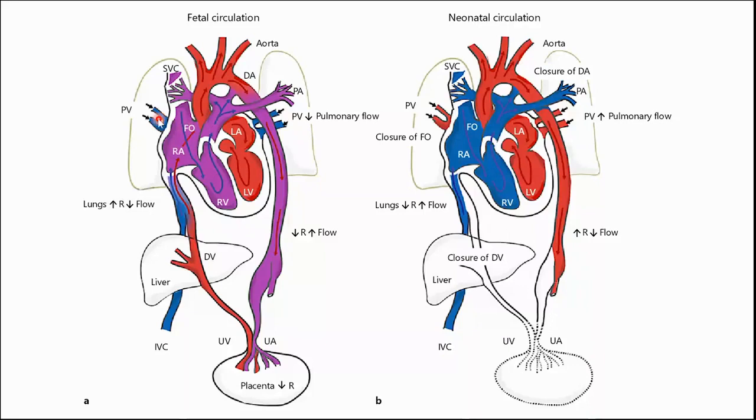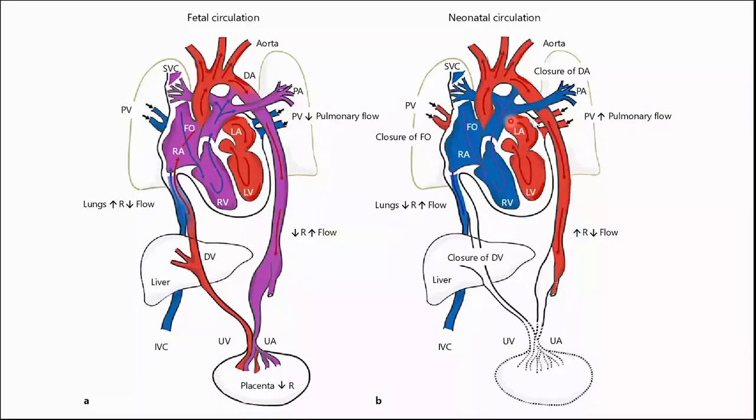And then what happens to the deoxygenated blood coming from the SVC? It comes into the RA and preferably goes into the RV, and then enters the pulmonary artery. As the pulmonary vascular resistance is pretty high, the majority of this blood flow, about 80%, is shunted through the ductus into the descending aorta. And then the lower half of the body receives less oxygenated blood in the fetus.